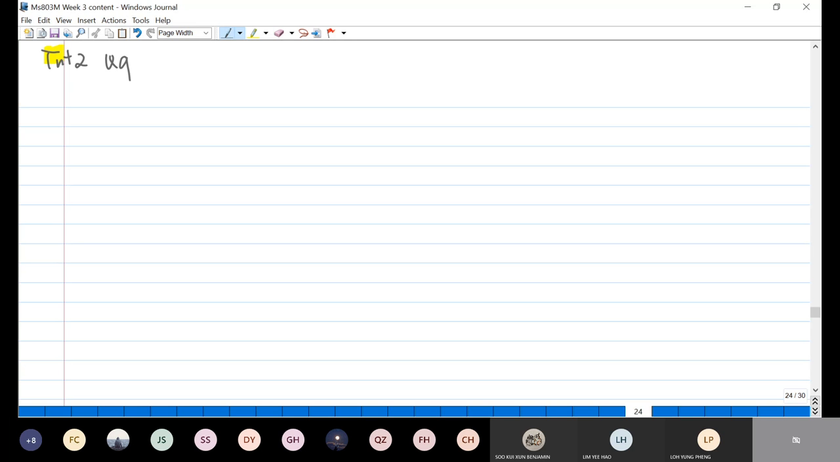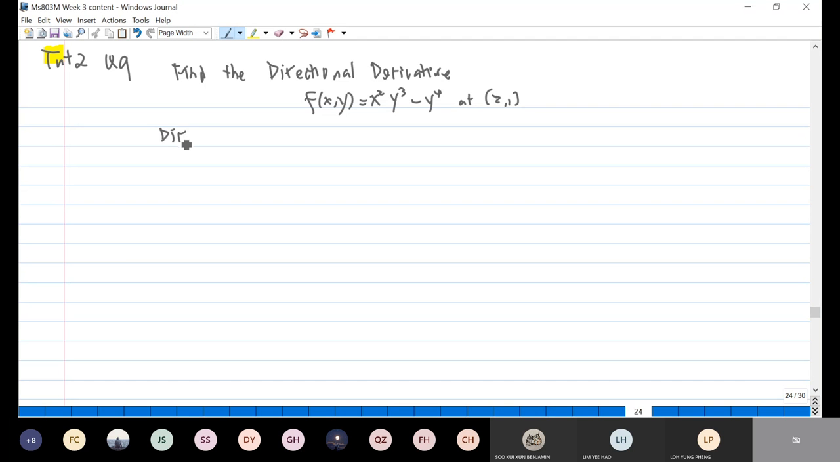Tutorial 2, question 9. Find the directional derivative of this function f(x,y) equal to x squared y cubed minus y to the power 4 at the point (2, 1). Of course, you need a direction. The direction is this one.